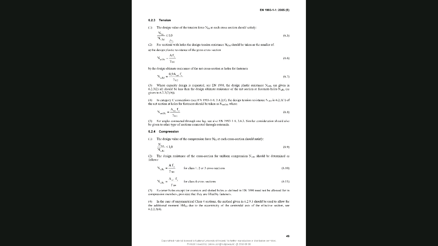As I said, the demand divided by the capacity has to be less than 1. We have the plastic resistance A f_y over gamma M0, and we have to check for that. The design resistance of the net cross-section area at holes for fasteners is 0.9 A_net f_u over gamma M2, where gamma M2 is 1.25 in there.